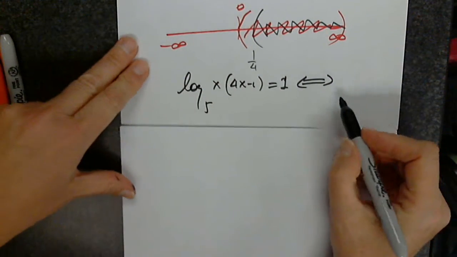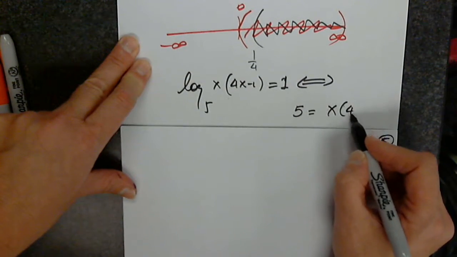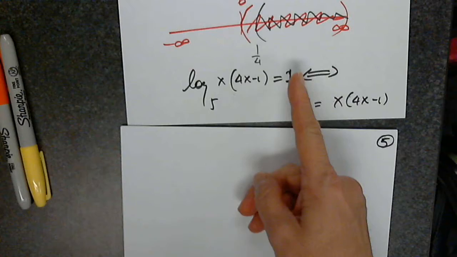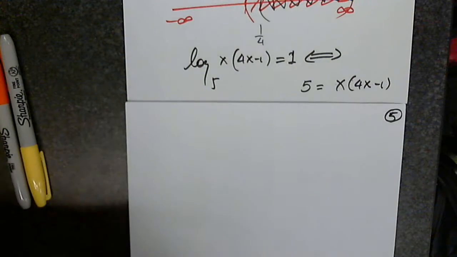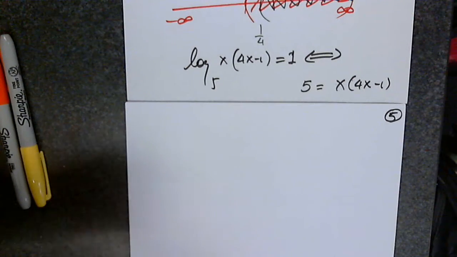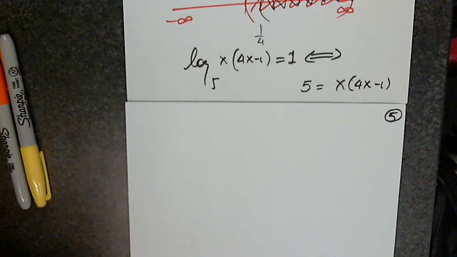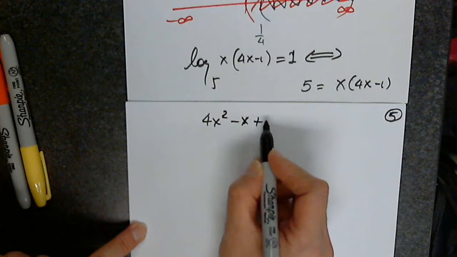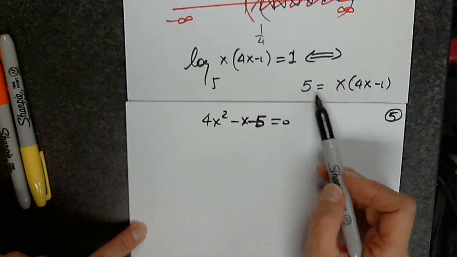Ready? Yes. x times 4x minus 1. From the base, the base raised to power 1 equals x times 4x minus 1. What would you do now? I can never divide in a quadratic equation by anything. Give 5. Yes. So I have to distribute: 4x squared minus x minus 5 equals 0. Right? 4x squared minus x minus 5 equals 0.